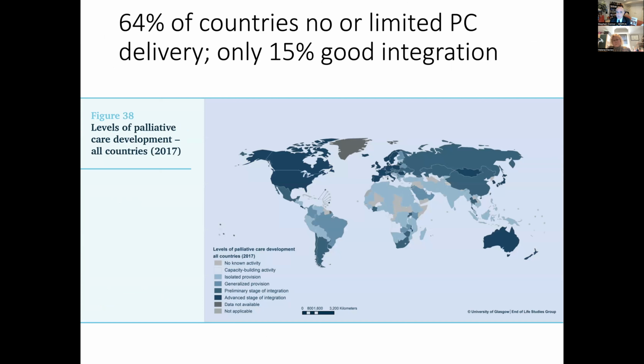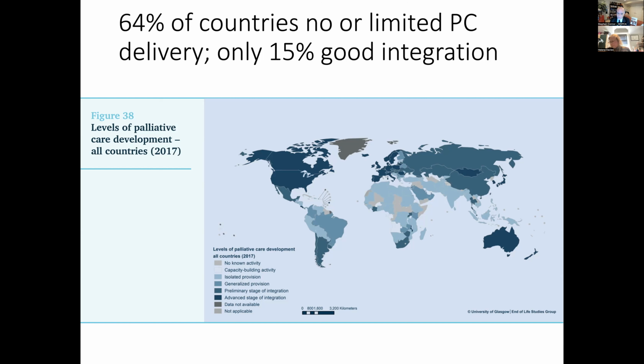Most countries, you'll see the darker colors are countries where there is integration of palliative care into the healthcare system. We measure 6 levels of development, from countries where there's no palliative care and we can't find people even interested in starting palliative care, to countries that are beginning to prepare, where there are people interested and they're starting to develop palliative care services, but they haven't actually begun serving patients.